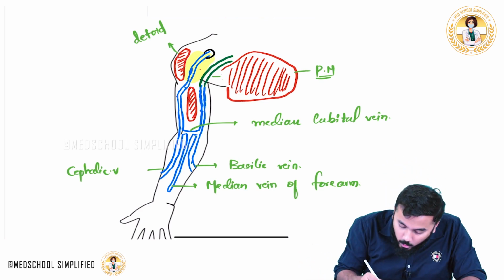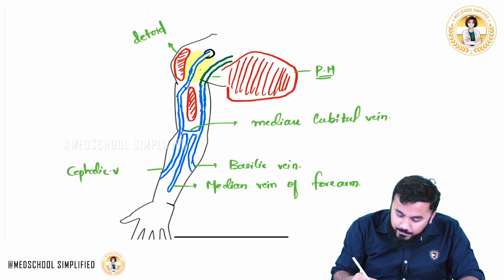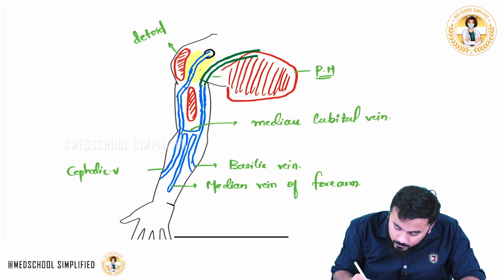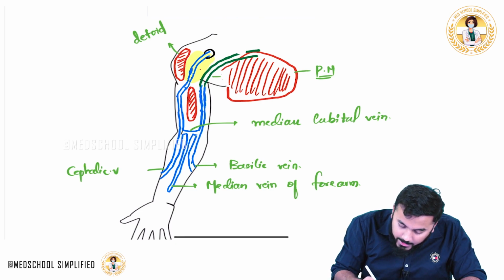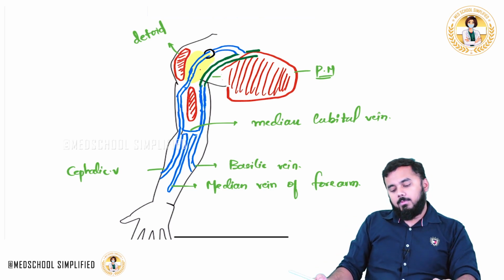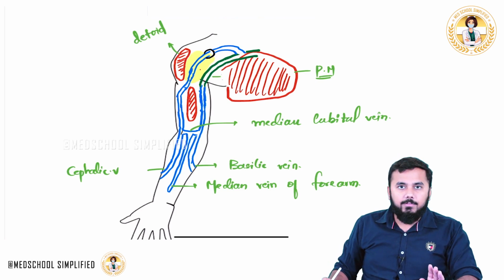Look here. It will make a hole in the fascia. I will tell you the name of the fascia. And then what will happen? It will make a hole in the fascia and come out, and then finally it will drain into your axillary vein. This is how it is draining into the axillary vein.